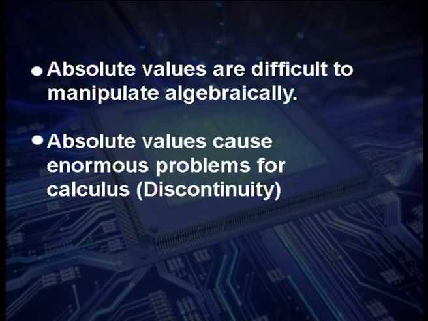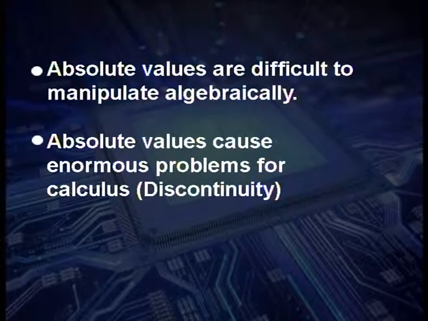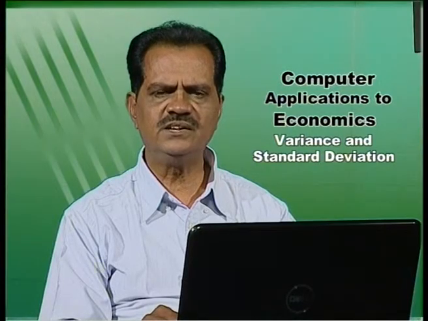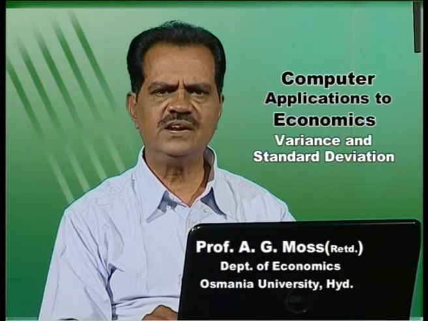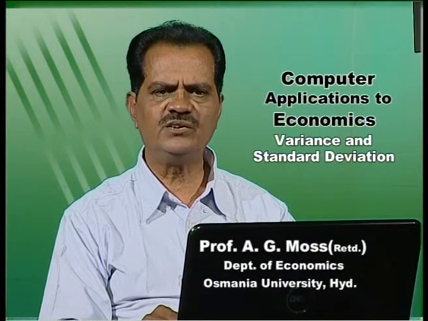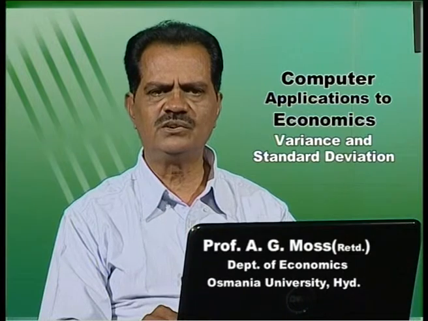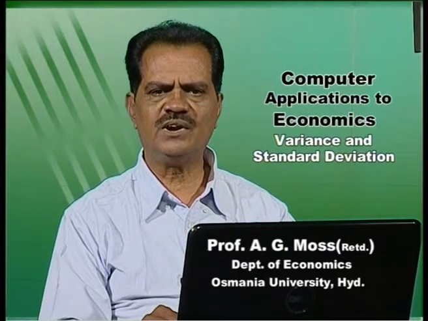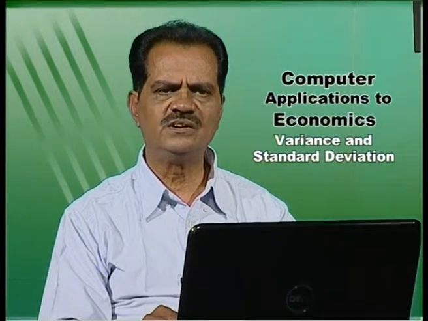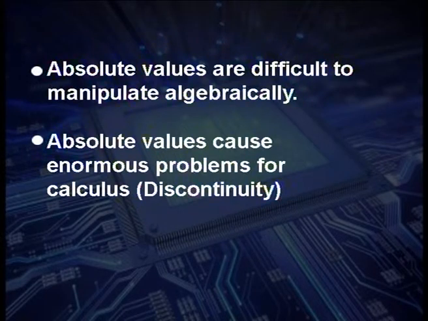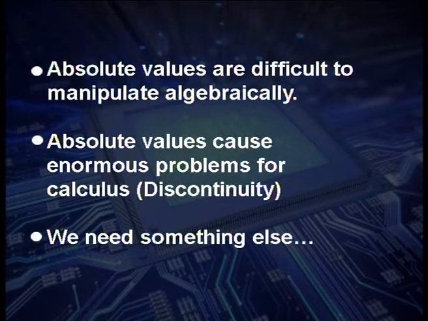These absolute values cause enormous problems even when you are using calculus. Calculus can be used when there is continuous data, and this data is discontinuous. Between 1 and 2 there is no other value. So you find 1, 2, 3, 4, so you have discrete numbers. But for calculus you need to have continuous data. So these problems arise when you have discrete data. So we need to know something else also.